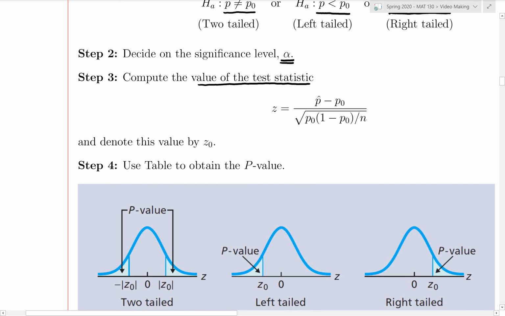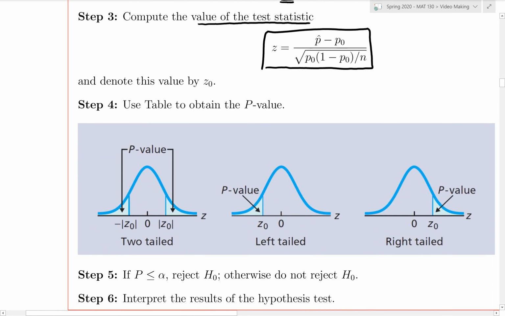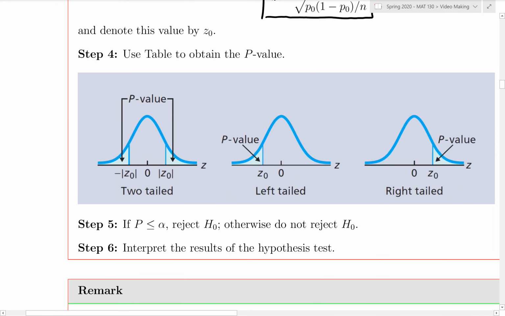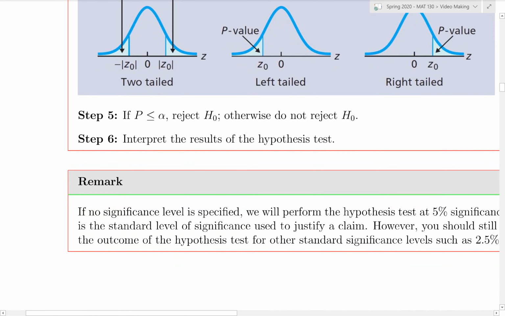All right, so this is something I wanted to highlight right here. Once we have our test statistic, depending on whether it's two-tailed, left-tailed, or right-tailed, we're going to find the p-value, which again is going to be the area under the curve. And step 5 is, if p is less than or equal to alpha, reject H naught, otherwise we don't reject H naught. And finally, the most important thing is to interpret what this means in the context of our hypothesis test or in the context of the question we're looking at.